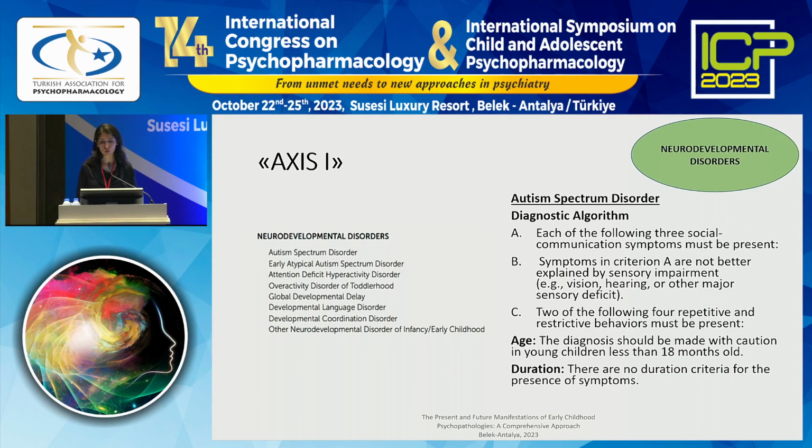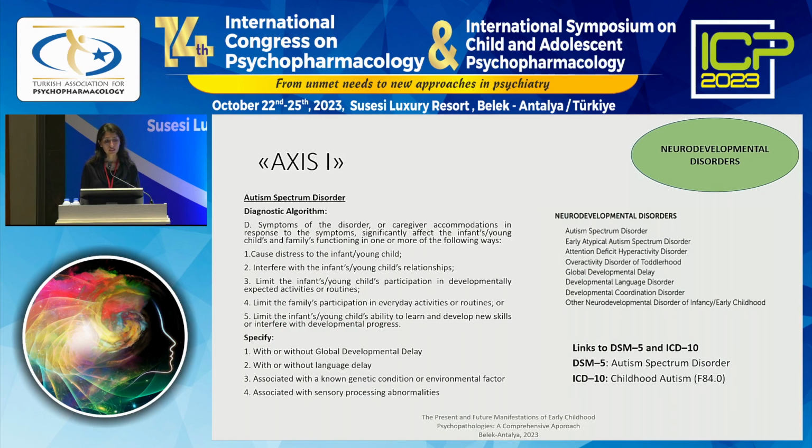Again, for the diagnosis, there is, for example, the social communication symptoms. In B, in particular, anything that cannot be explained by sensory impairment. In 3, repetitive behaviors. For age, there is no strict limit for this, but be careful, act with caution for less than 18 months old. Of course, it's possible to put a duration, but there is actually no specific duration for the symptoms. Only in this one I will speak in detail.